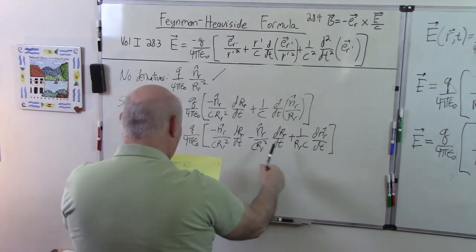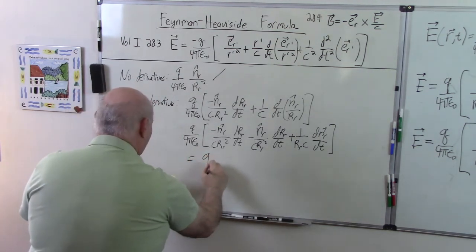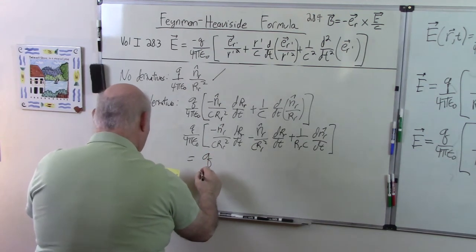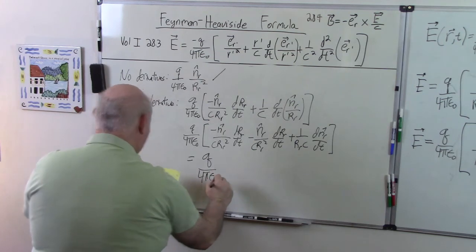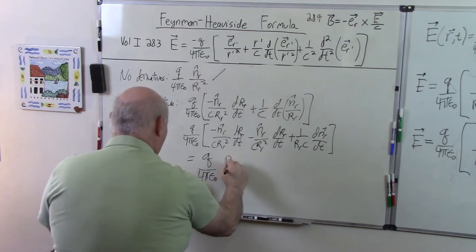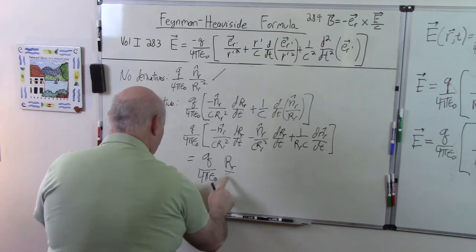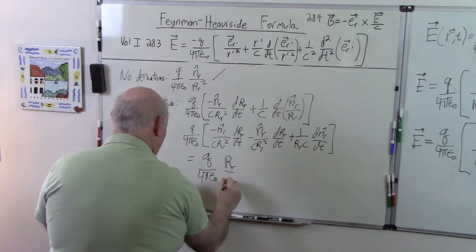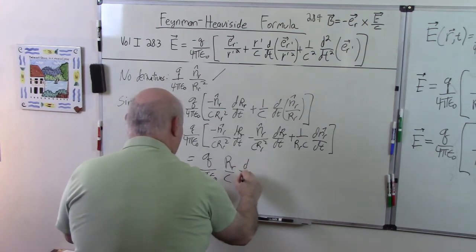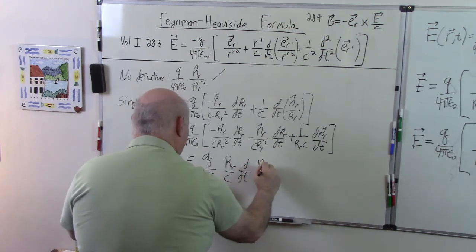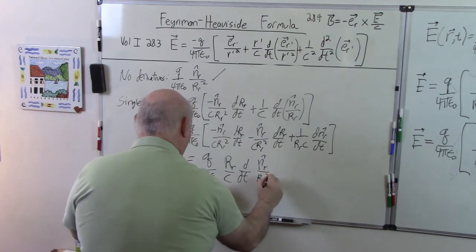And so it's easy to verify that this is equal to q over 4 pi epsilon 0, r_r over c, d/dt of n_r hat over r_r squared.